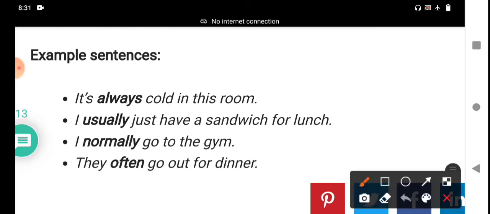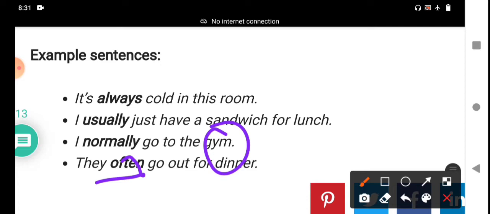Adverb of frequency, for example: It's always cold in this room. It comes before the verb. I usually just have a sandwich for lunch. I normally go to the gymnasium. Gym is a short form of gymnasium. They often go out for dinner. They often go out. These are all adverbs of frequency. Please understand, my dear students.